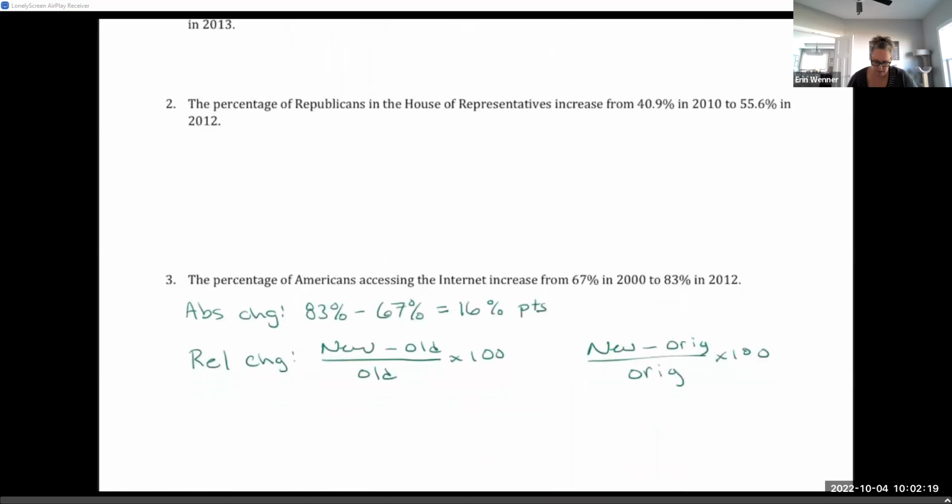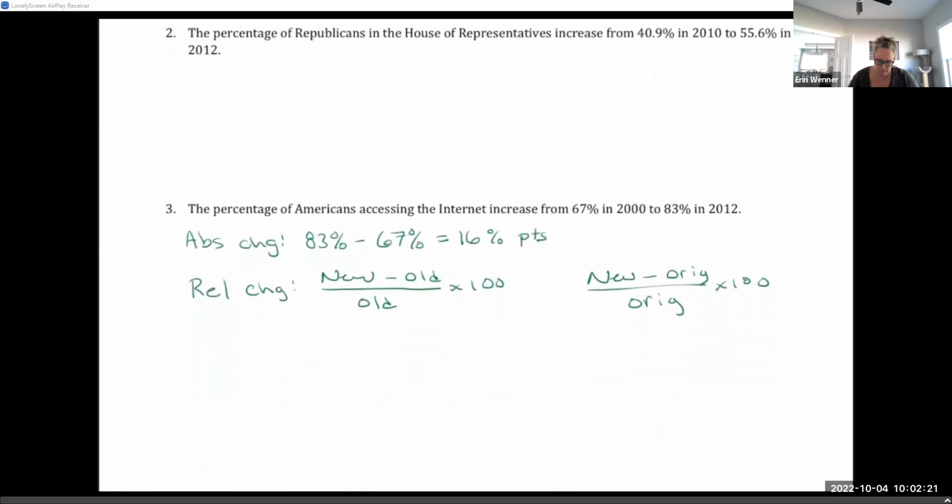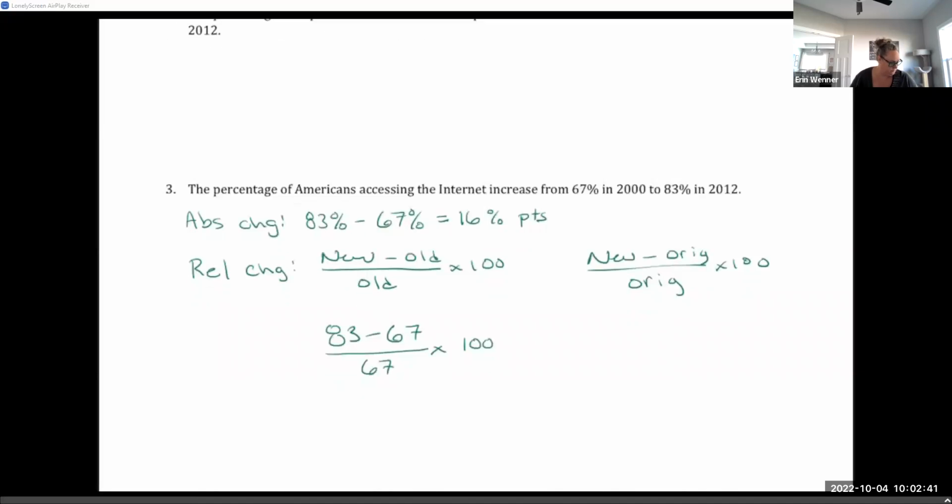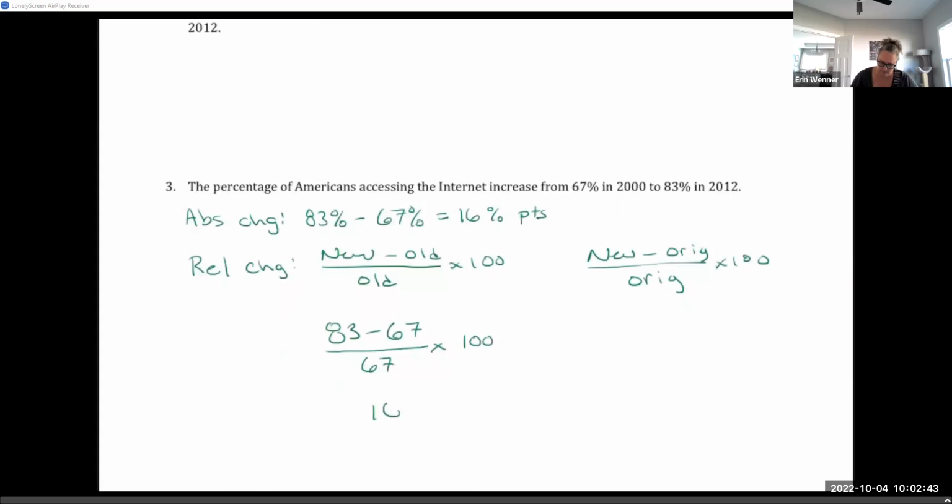So again, coming up with the absolute change, just looking in terms of percentage points does not help us. But if we look at the relative change, our new amount was 83%. Our original amount was 67%. And we're comparing that to that original amount of 67%. So subtracting these, we get 16 over 67 times 100.